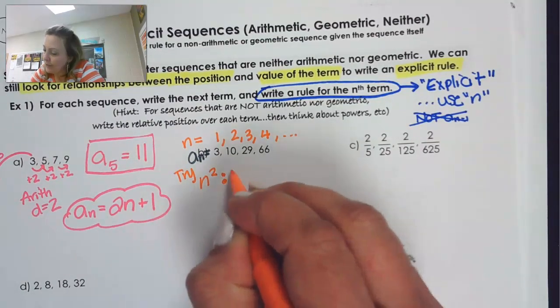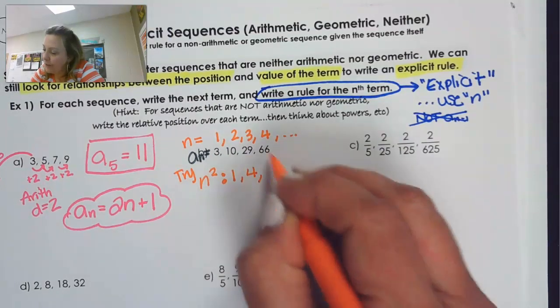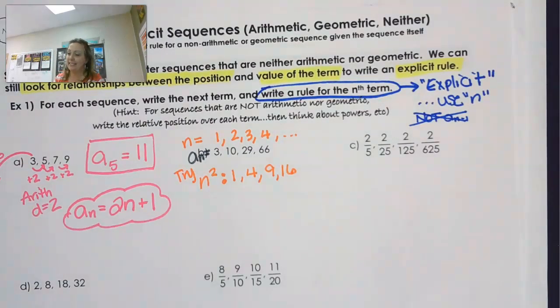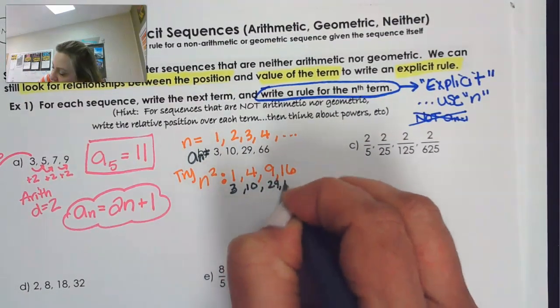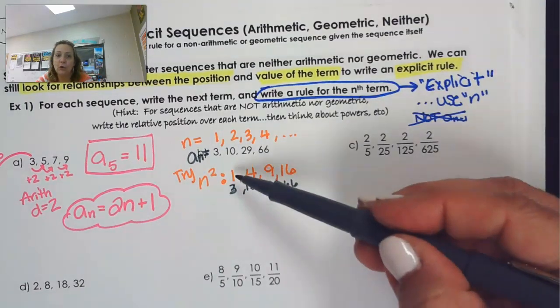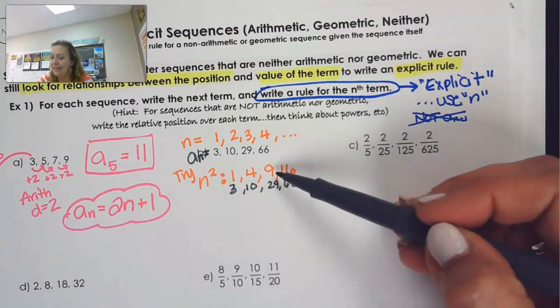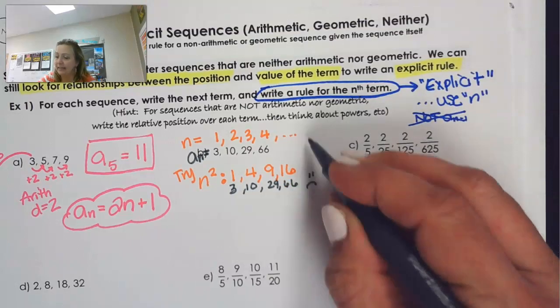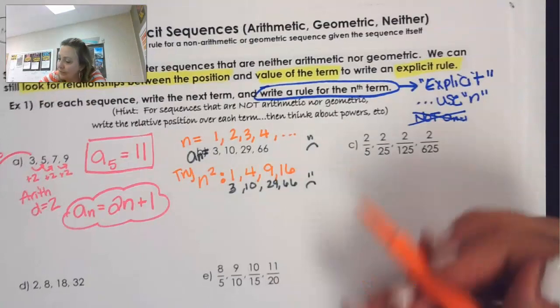N squared: 1 squared would be 1, 2 squared would be 4, 3 squared would be 9, 4 squared would be 16. And you don't have to rewrite these numbers again, but again, what we would try to do is see if there's a way that I can go from 1 to 3, from 4 to 10, from 9 to 29, from 16 to 66. And once again, I'm a little disheartened, okay? So n squared didn't work.